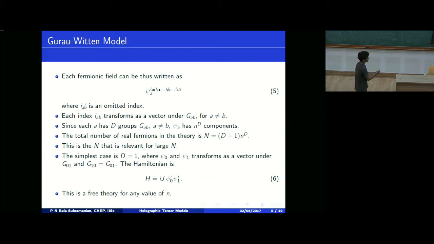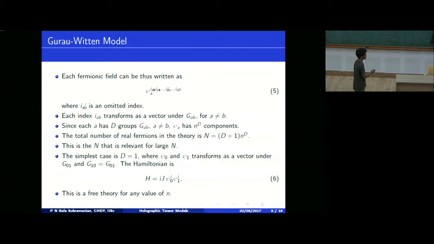Given the fact that we are taking O(N), to be precise, we take I_AB to be transforming as a vector under the group G_AB. Each of these indices runs from 1 to N. So each psi has N to the power D components, and we have D plus 1 colors. That essentially gives you D plus 1 times N to the power D real components in the theory, and this N is what is taken to be relevant for large N once we are comparing it to SYK.